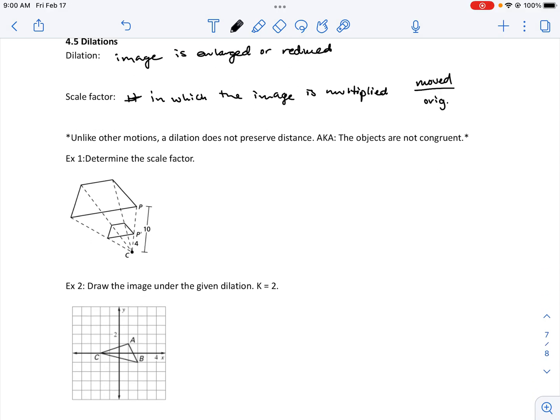So example 1, determine the scale factor. It's the moved, aka the prime, over the original. So the prime in our situation is 4, and the original is 10. So we just reduce that to be 2 over 5.